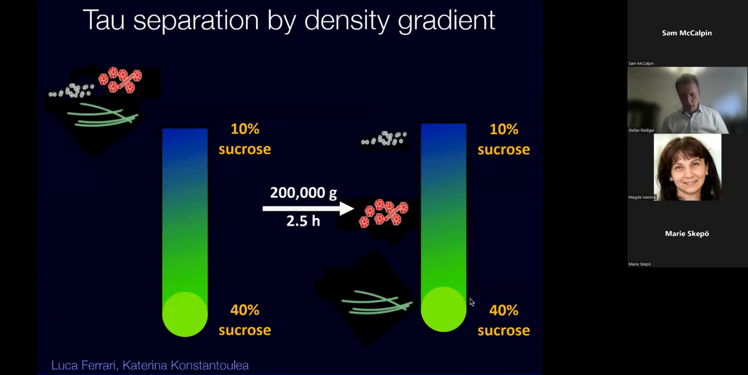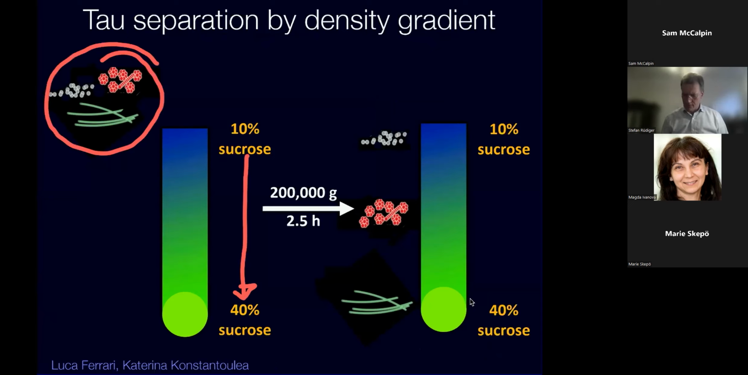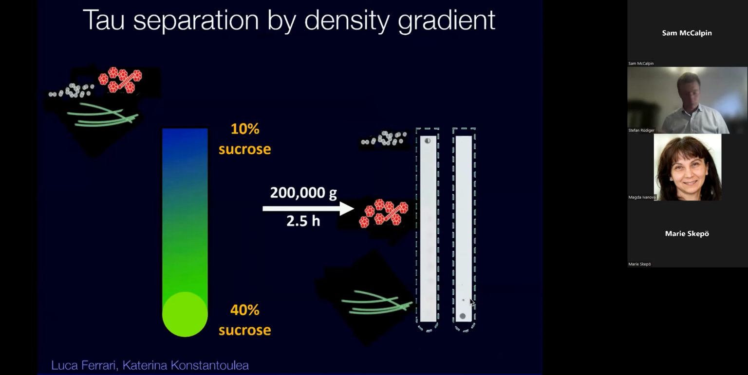And to visualize that, we use a density gradient, a sucrose gradient. So basically you have a gradient from 10 to 40% sucrose. When you now separate your mix of monomers, oligomers, and fibrils, the fibrils go to the bottom and the monomers swim on top. This you can visualize, for example, with dot plots. Then you see the monomer on top, and the fibrils at the bottom.